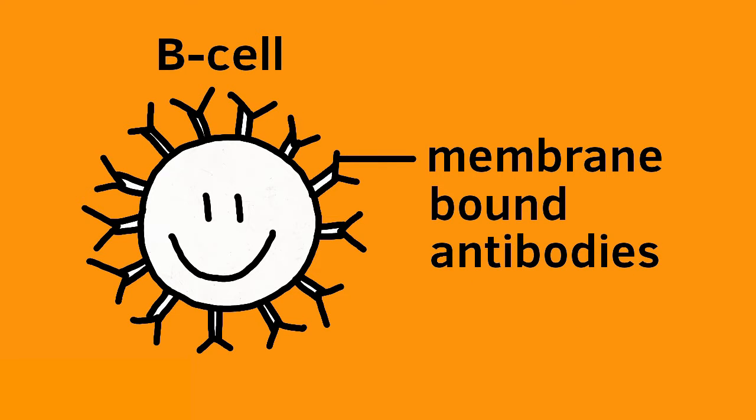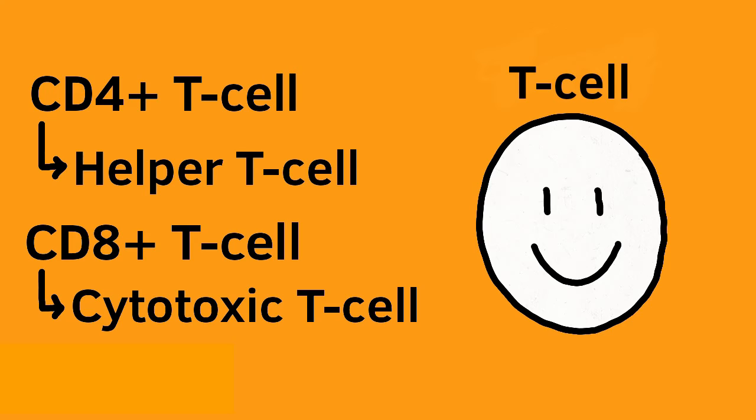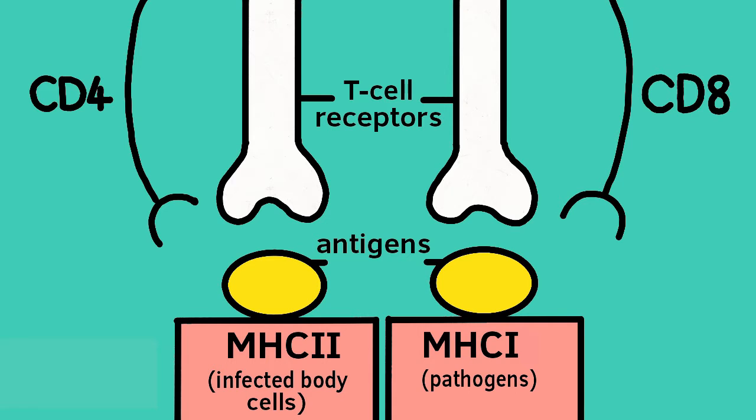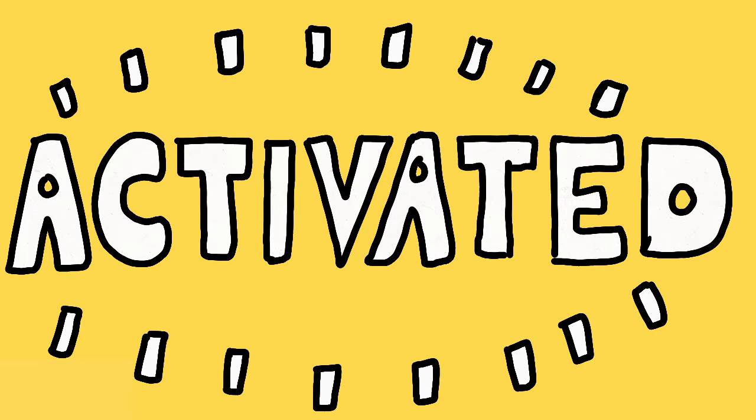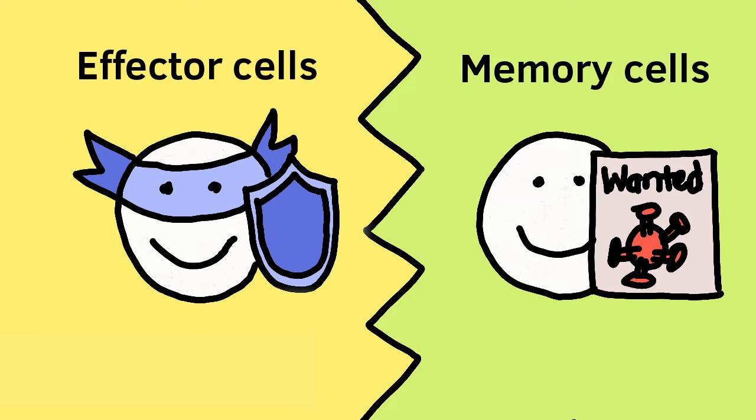B cells contain membrane-bound antibodies which bind directly to the antigen, while T cells have CD4 or CD8 receptors which enable them to bind to MHC2 and MHC1 complexes with the antigens respectively. After they are activated by the binding, they differentiate to form effector cells and memory cells.